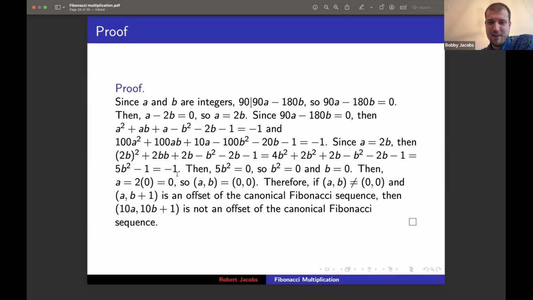And it turns out you're going to end up getting that 5B squared is 0. So that means that B squared is 0, so B is 0. And then A is twice that, so A is 0. So AB is 0, 0. So therefore, if AB is not 0, 0, and A, B plus 1 is an offset of the canonical Fibonacci sequence, then 10A, 10B plus 1 is not an offset of the canonical Fibonacci sequence.